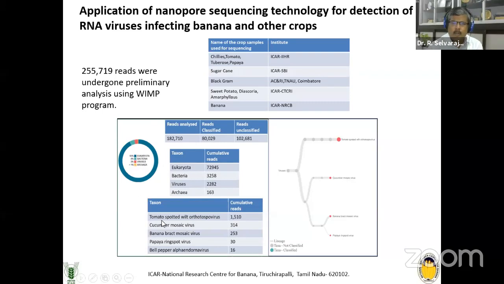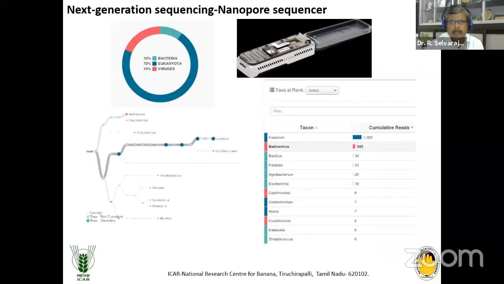And in this, we got tomato spotted wilt orthotospovirus from a tomato sample. And this is very interesting. This is the first report that TSWV could be detected from tomato. And when we received the sample from IIHR, we did not know whether this would come or not, but this came. And cucumber mosaic virus, bract mosaic virus, papaya ringspot, all those viruses we were able to detect. But of course, the method which we followed is only for detection, not for characterization. The method for characterization, getting a full length genome and all, is different. That also we have done and will be doing.